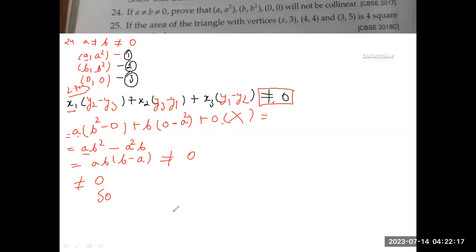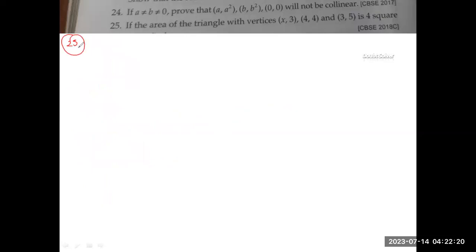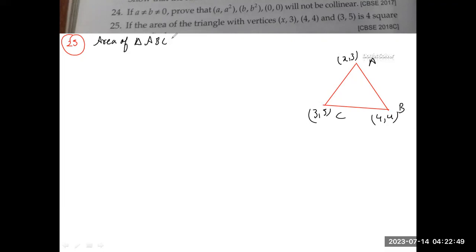Okay, now let's do the 25th question as well. If the area of the triangle with vertices is 4 square units. Let's draw a triangle first and label the vertices. These are (x, 3), (4, 4) and (3, 5). Let's label them as A, B, C. The area of triangle ABC is given as 4 square units. Actually, the unit is cut off in the question over here.